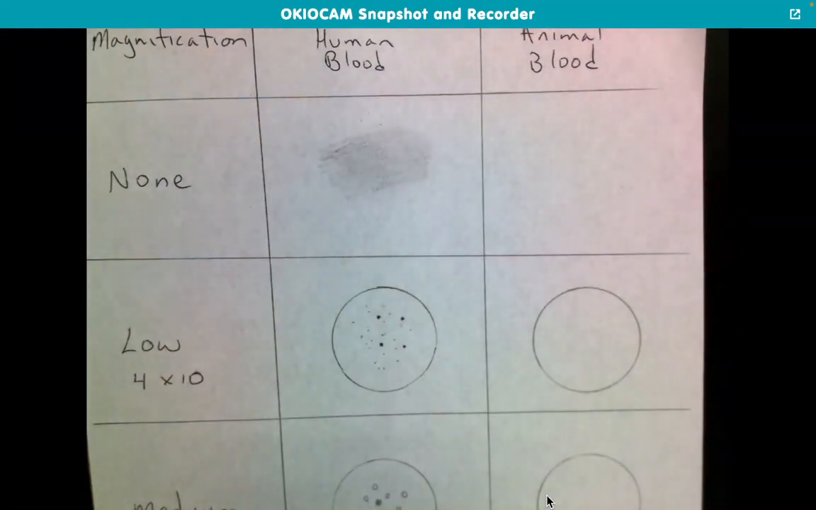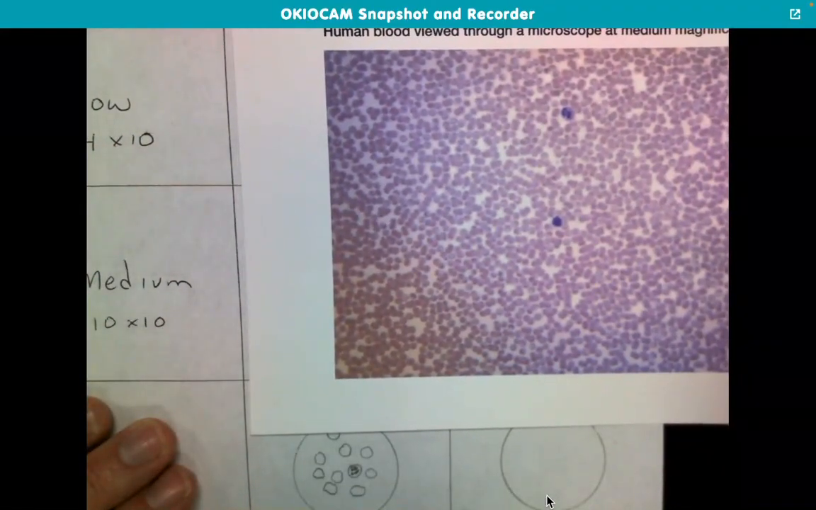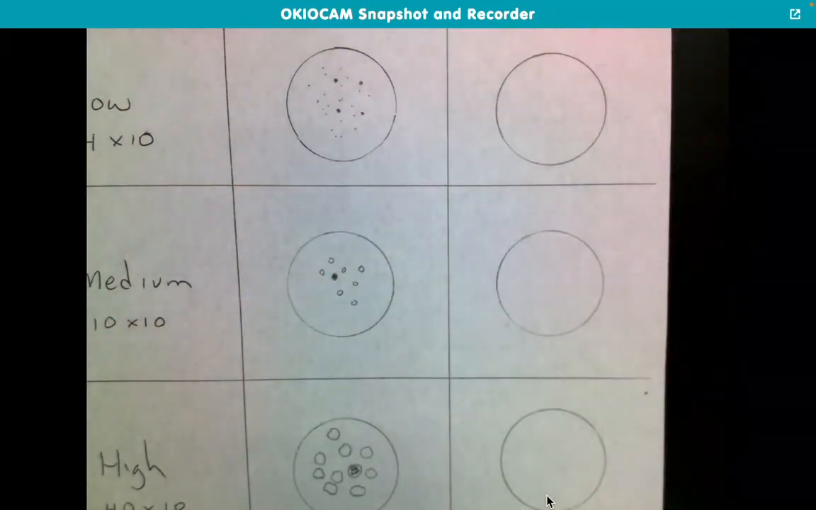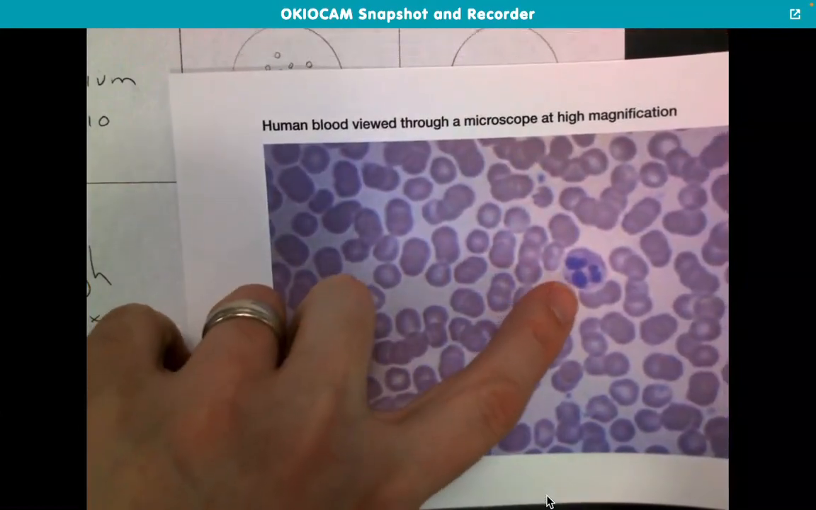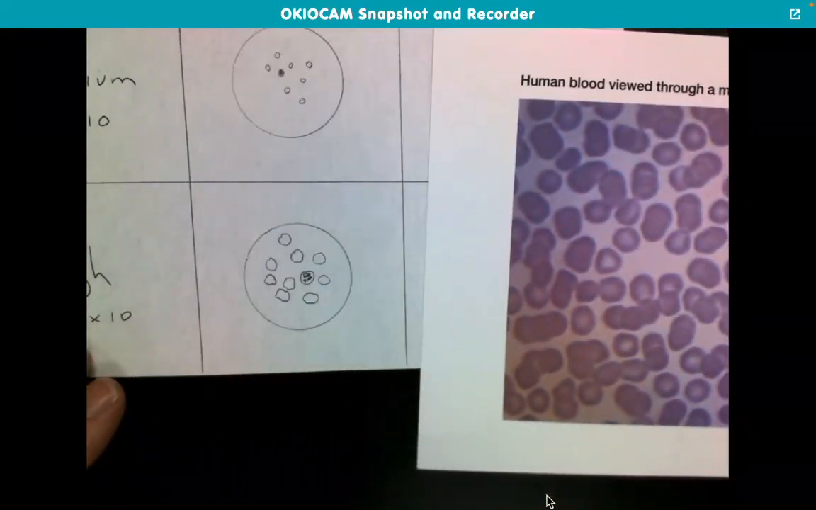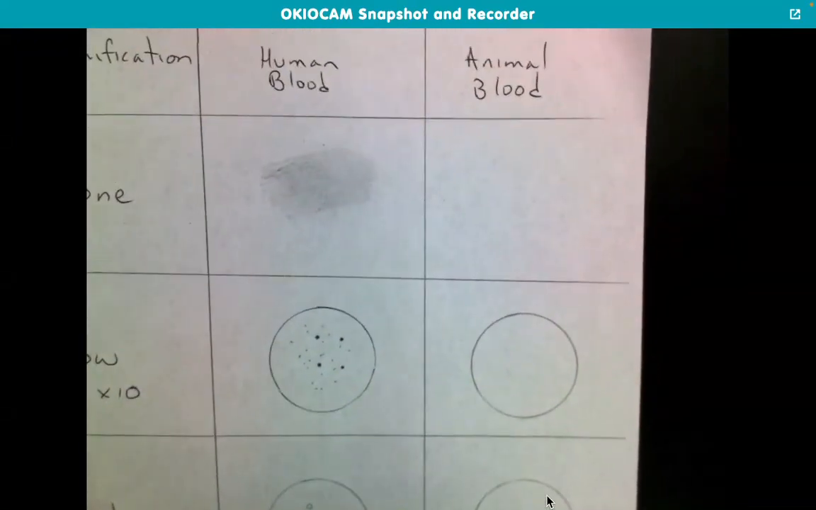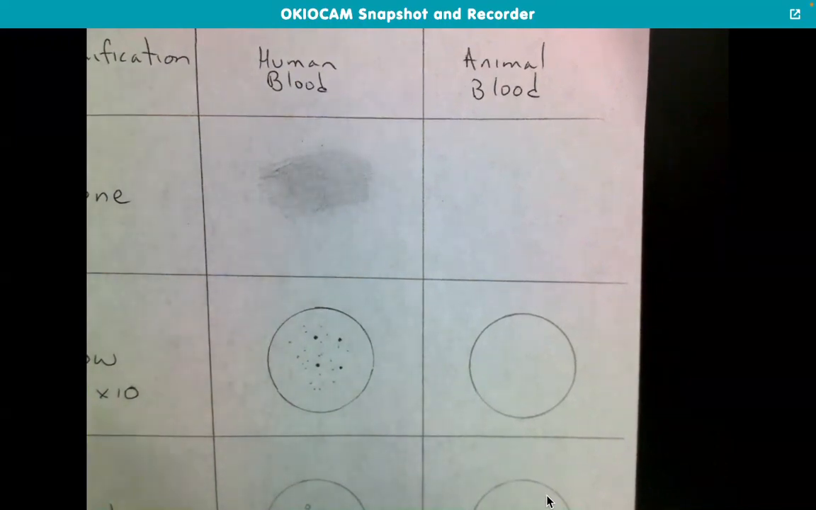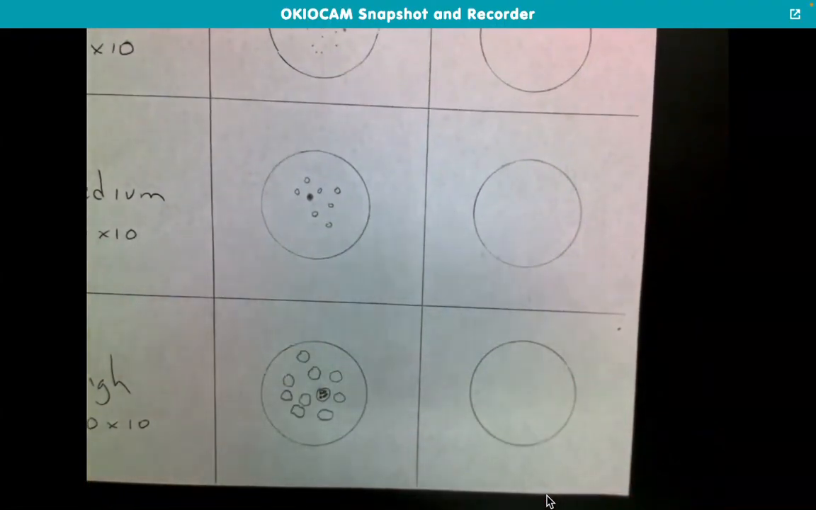We see what they look like on medium power. Little circles with some that are darker. And then on high power, we can see there's definitely larger circles, and some have parts of the inside that are dark. Okay, so that was human blood. Now what I'd like you to do to finish up is I'm going to show you the slides for the animal blood. And I think we'll start at the high power again, because that's what we did the first time, so you can see how to do that.